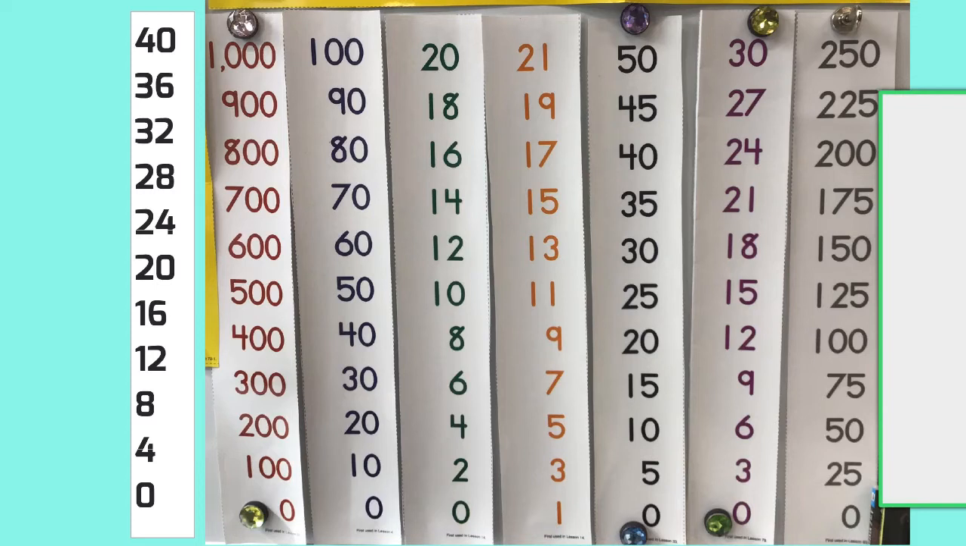Good. All right, let's move on to our skip counting by 4s from 0 to 40. Let's say it together. Get ready. 0, 4, 8, 12, 16, 20, 24, 28, 32, 36, 40. Good. Your turn. Get ready.